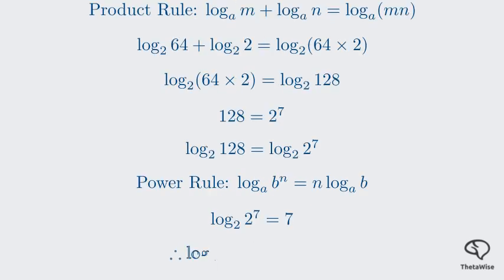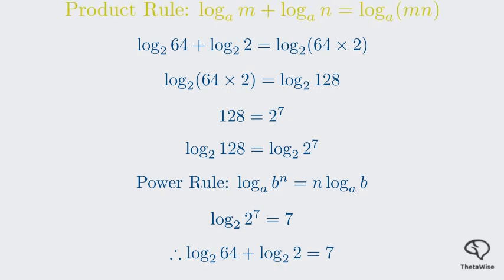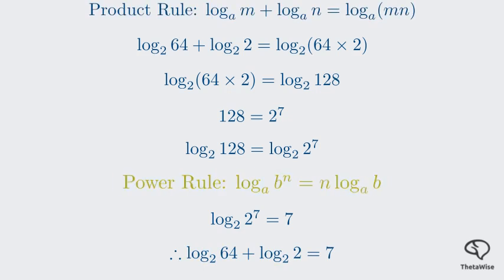And there we have it. The value of log base 2 of 64 plus log base 2 of 2 is 7. To summarize, we use the product rule to combine the two logarithms, and then the power rule to simplify the expression to its final value.